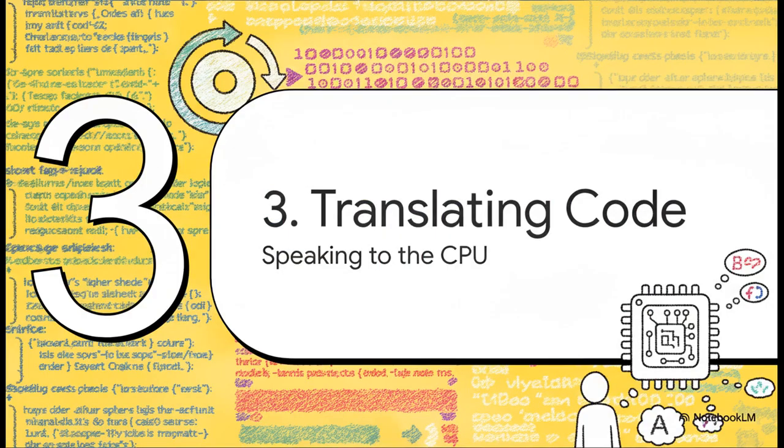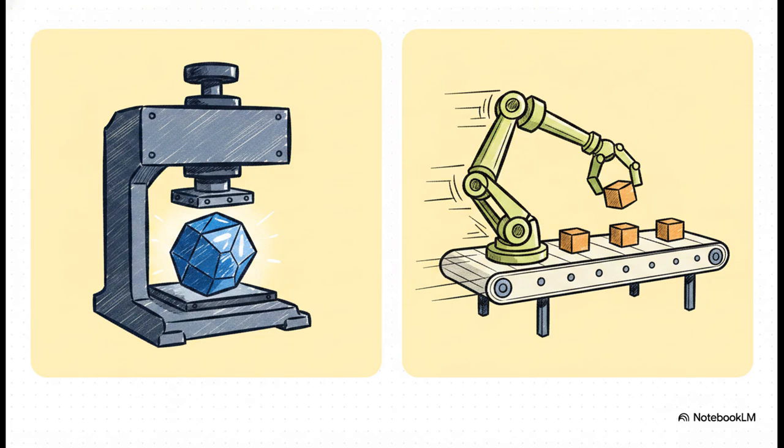Let's move to Section 3 and see how this builds into translating code to action, exploring our strategies for actually speaking to the CPU. Since the CPU only speaks that raw machine code, we have to mechanically translate our source code, and you generally have two main ways to do this. Compilers read and translate your entire codebase ahead of time. This is huge because it allows for powerful static analysis.